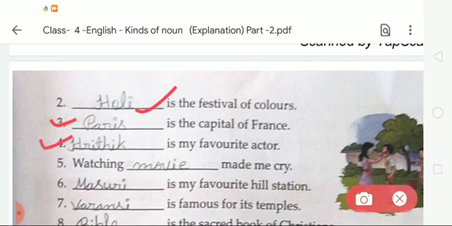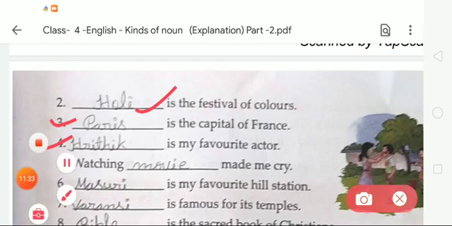Number 4: dash is my favorite actor. Student, you have to write down your favorite actor's name. My favorite actor is Hrithik Roshan, so I write here Hrithik. You have to note down your favorite actor's name. Now the next is number 5: Watching dash made me cry. So we have to write here: watching movie made me cry.